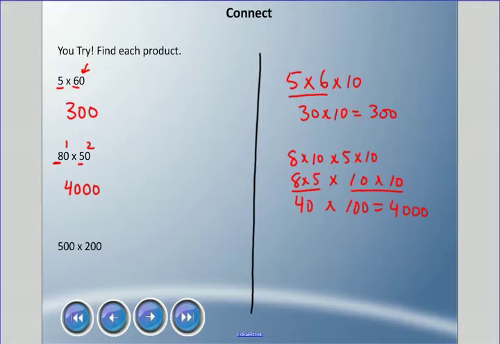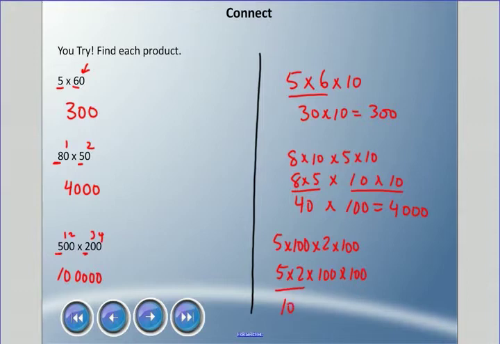And then lastly, 500 times 200. 5 times 2 is 10. I have 1, 2, 3, 4 zeros. That is 100,000. So I could do the other way. 5 times 100 times 2 times 100. And I can do 5 times 2 times 100 times 100. 5 times 2 is 10, and 100 times 100 is 10,000. 1, 2, 3, 4 zeros, and these together equal 100,000.